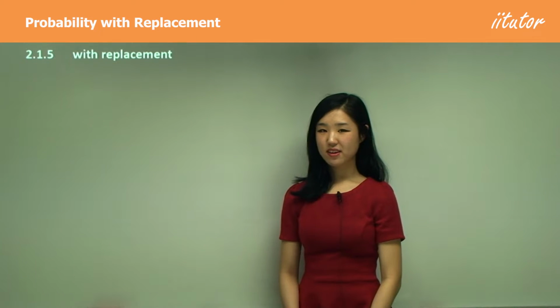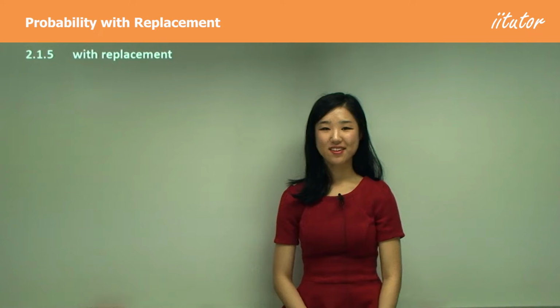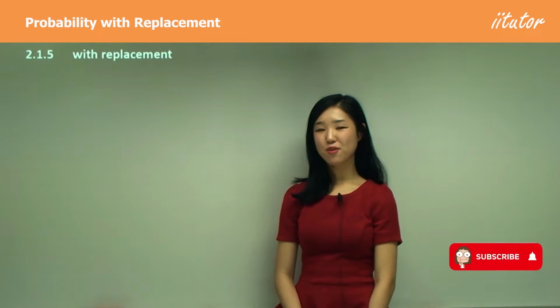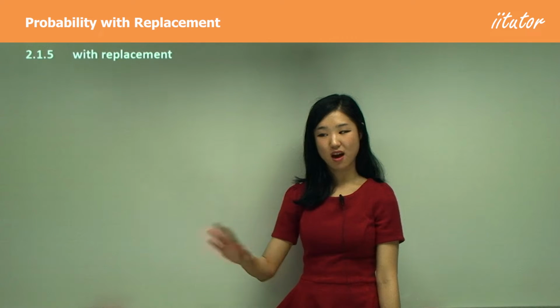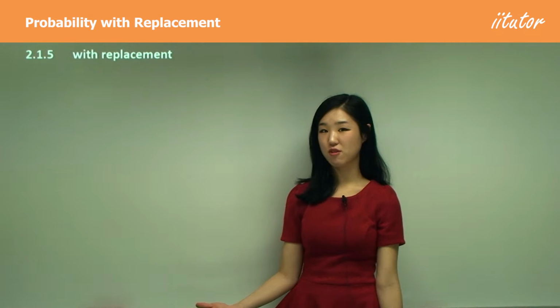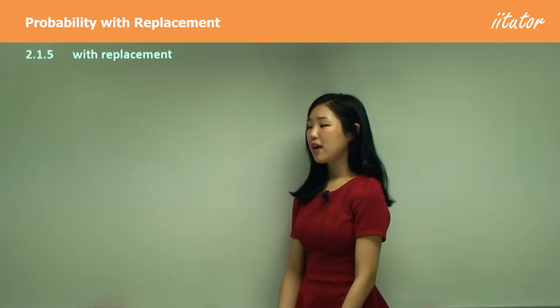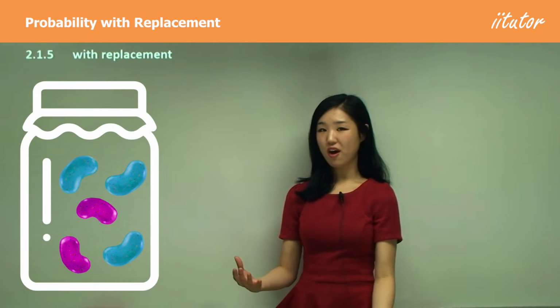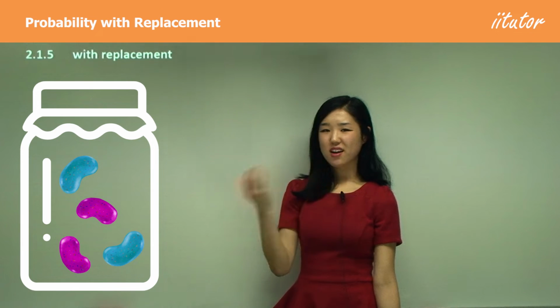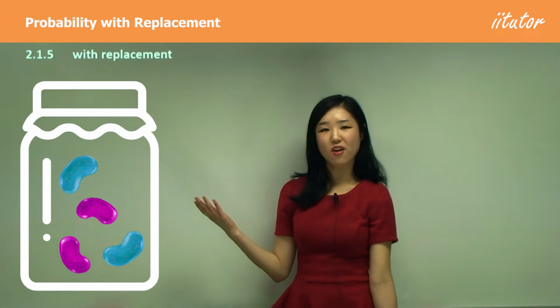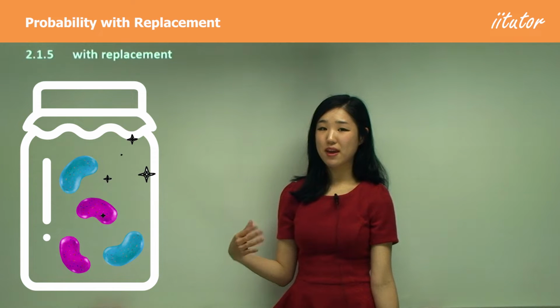Now let's look at the idea of with replacement. What does replacement mean? Well, you should all know that replacement is putting something back into the original spot, so it looks exactly the same as it originally was. For example, if I'm picking out a jelly bean from a jar, and I pick out a blue jelly bean, and I look at the color, and if I eat it, I can't replace it back because I've eaten it, it's gone now, so I'll have one less jelly bean in my jar.